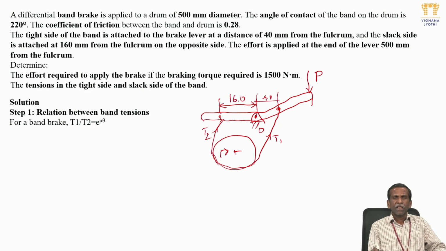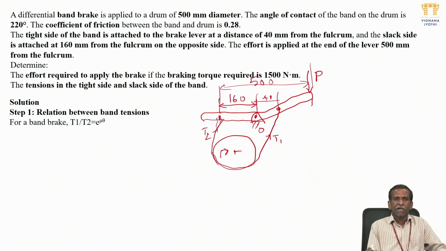right? Okay. So then the fulcrum on the opposite side. One end of the band is attached here, and on the opposite side of the fulcrum, the effort is applied at the end of the lever. Lever length is 500 mm given. Total length is 500. You have to take it like this.